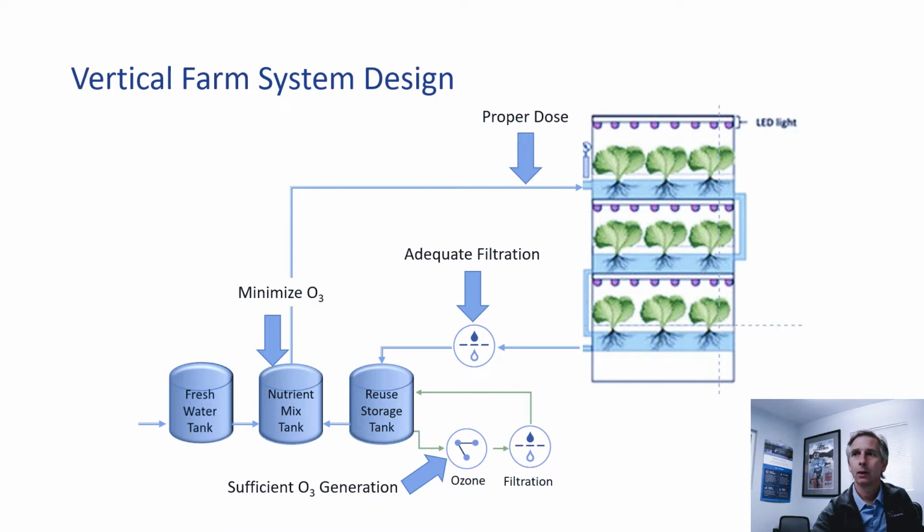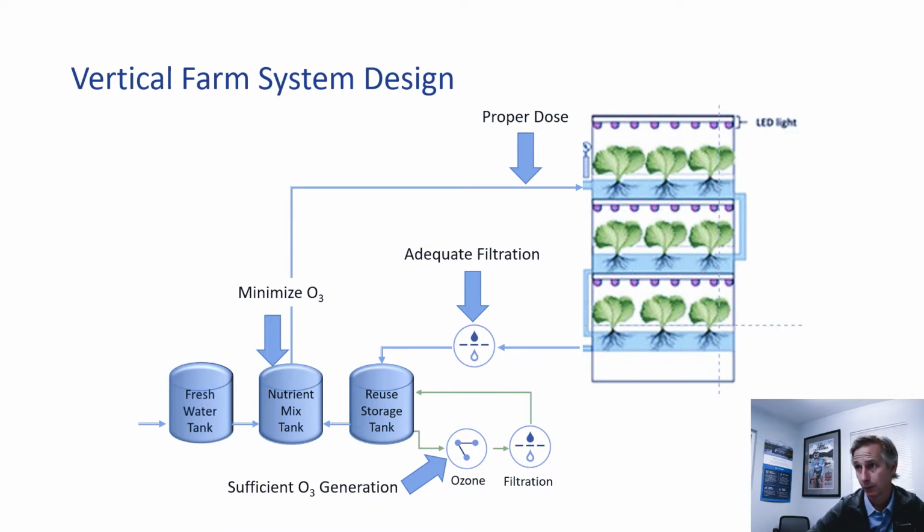So let's now go back to our farm design and talk about how we can create a proper design with ozone to greatly improve the health of the leafy greens. Let's start at the upper right, and that proper dose of ozone going into the system. Again, having enough to keep the irrigation lines clean, the nozzles clean, and the valves clean throughout the system, but a low enough concentration as to not impact the health of the plants.